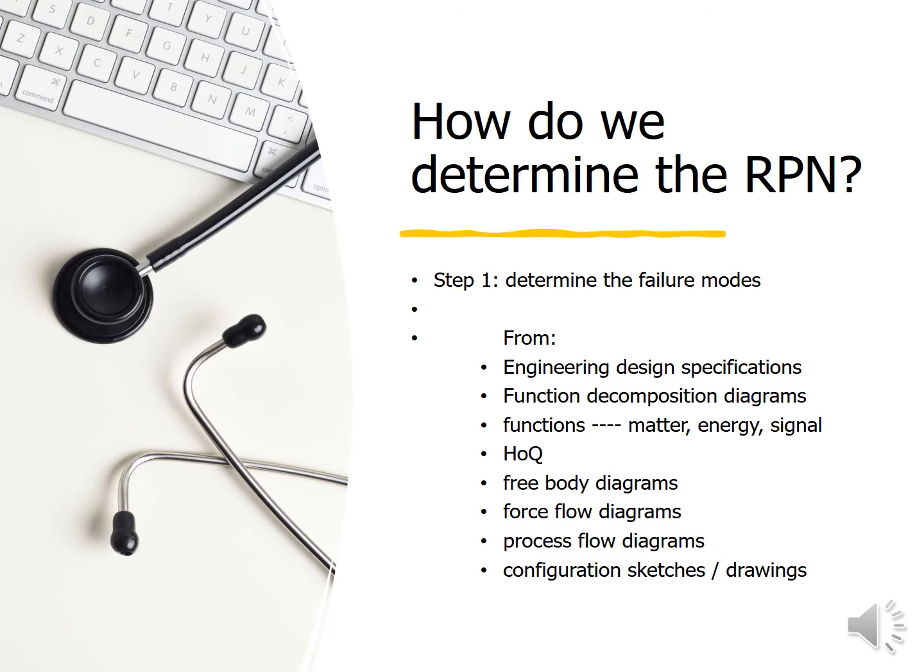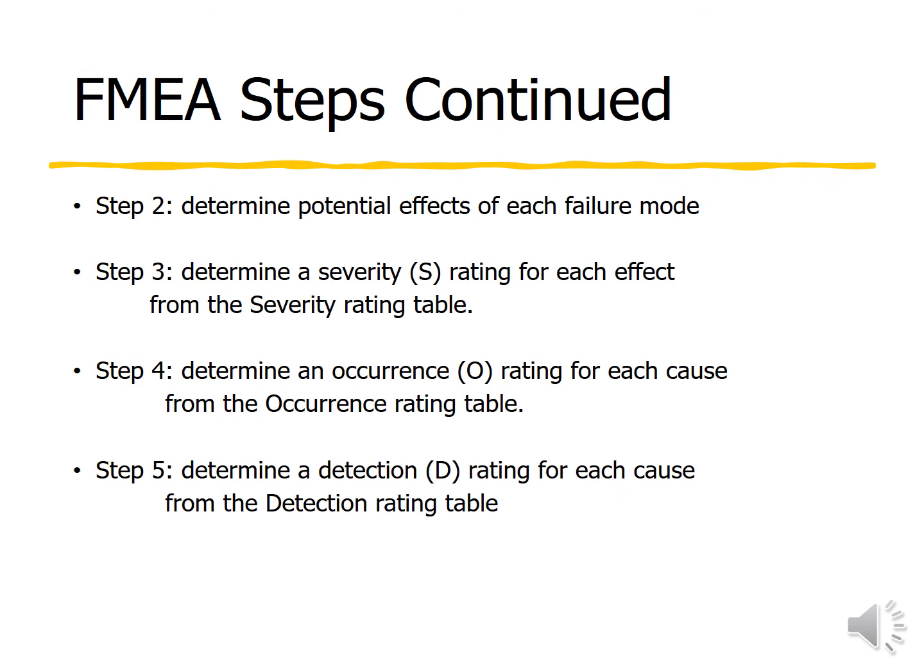How do we determine the RPN? First step, determine the failure mode. We can get it from the engineering design specification, function decomposition diagram, function from the matter, energy, signal, also from HOQ, from the free body diagram, force flow diagram, process flow diagram, configuration sketch or drawing.